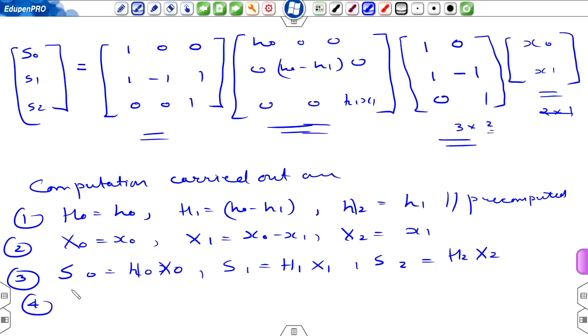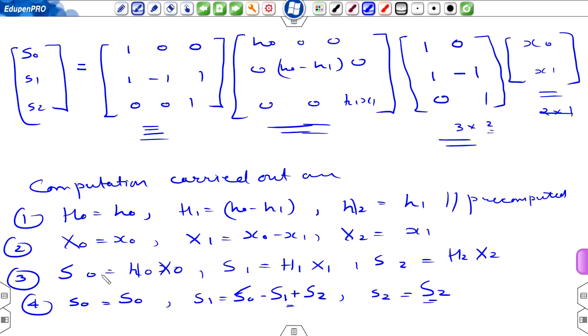the fourth step, we have to perform the addition of the calculated terms. That will be done by this post-addition matrix. So small s0 will be equal to capital S0. So small s1 can be written as capital S0 minus capital S1 plus capital S2, and small s2 is equal to simply capital S2. Okay.